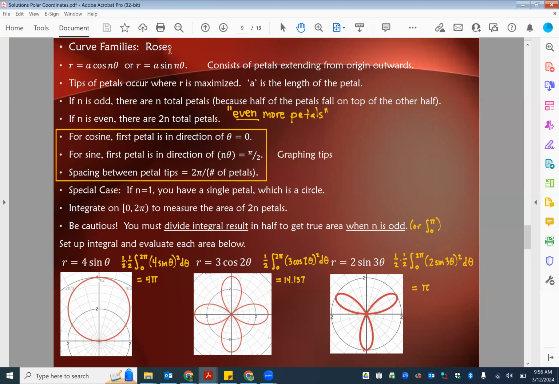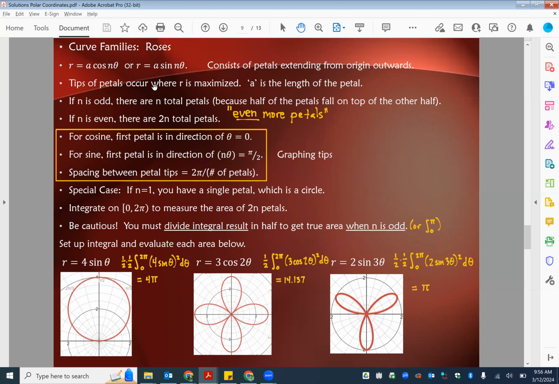These are polar curves such that r equals a constant times either cosine or sine of a multiple of theta. And these curves tend to produce what looks like petals in various directions, hence the name a rose curve, like a flower.